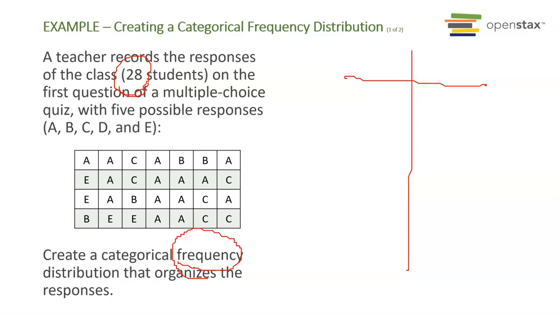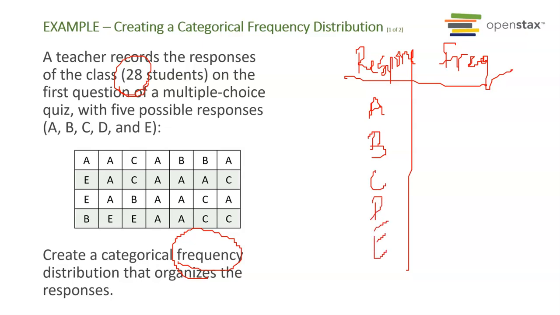So this side is going to be your response, the thing that you're counting up. And then this one's always your frequency. How many of those things did you have? I got A, B, C, D, and E. Well, how many A's did I have? 1, 2, 3, 4, 5, 6, 7, 8, 9, 10, 11, 12, 13, 14.